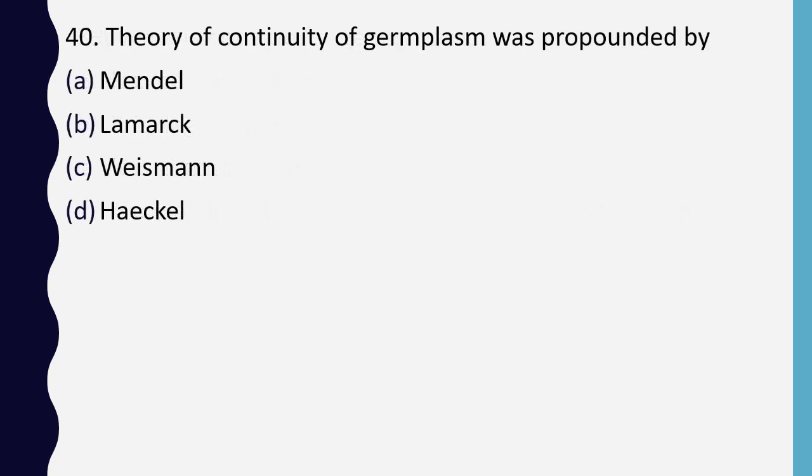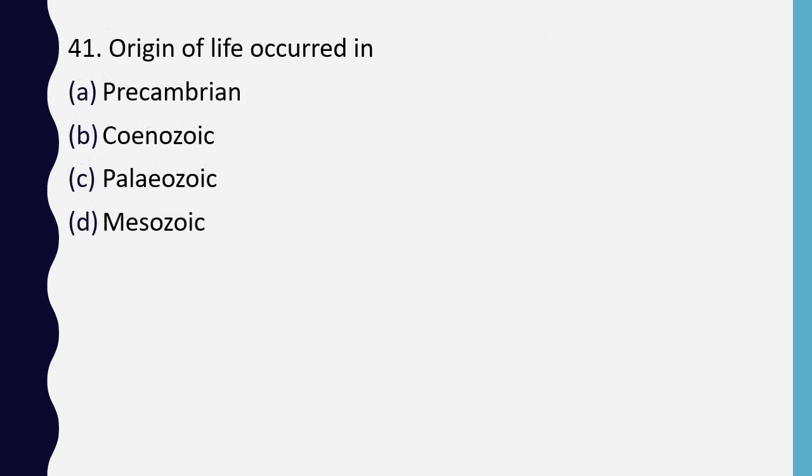Question number 40. Theory of continuity of germplasm was propounded by Mendel, Lamarck, Weismann, Haeckel. The correct answer is option C, Weismann. Question number 41. Origin of life occurred in Precambrian, Cenozoic, Paleozoic or Mesozoic era. The correct answer is option A, Precambrian.